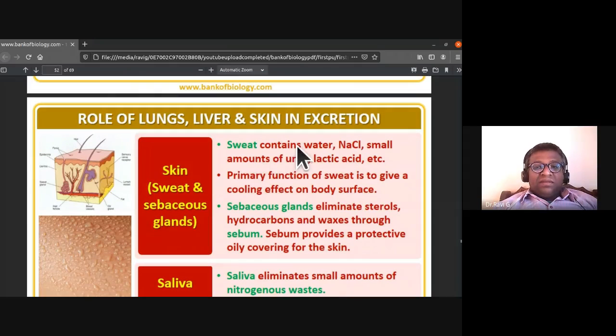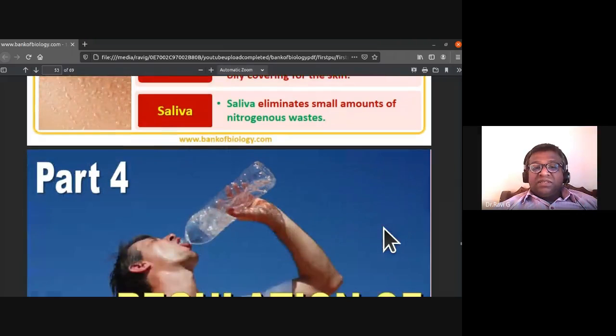Sweat contains water, sodium chloride, small amounts of urea, lactic acid, etc. The primary function of sweat is to give a cooling effect on body surface. The sebaceous glands eliminate sterols, hydrocarbons, and waxes through sebum. Sebum provides a protective oil covering for the skin. Saliva eliminates a small amount of nitrogenous waste.